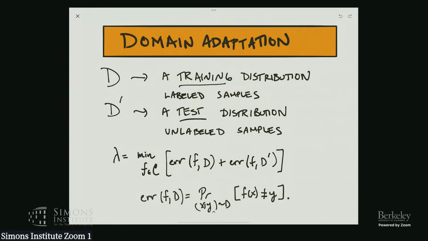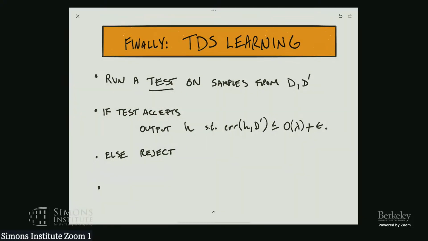Let me get back to domain adaptation. Remember what we want to do. So finally, how many minutes am I into the talk? I really wanted to get to TDS learning really quickly, but I guess it didn't happen. So finally, I can define TDS learning for you. Here's what's going to happen. Your learning algorithm gets samples from D and D prime, labeled from D, unlabeled from D prime. You're first going to run a computationally efficient test.